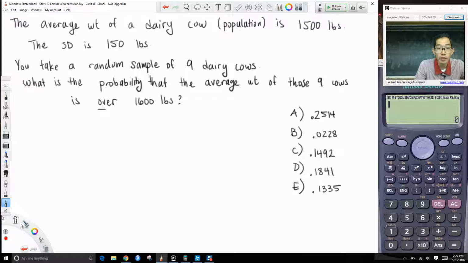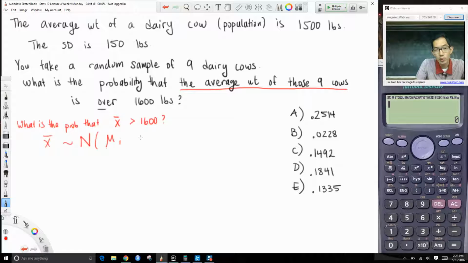So here we are asking, what is the probability that the average weight of those 9 cows is over 1600? Basically, the probability that X bar is over 1600. Okay, so we have X bar from what we wrote on the previous page. X bar comes from a normal distribution with a mean of mu and a standard deviation of sigma over the square root of n. If we look through the problem, in the population the mean weight is 1500, so this is our mu, and the standard deviation in our population is 150. That's our sigma. And here we are taking a random sample of 9 cows, so the number 9 is n.